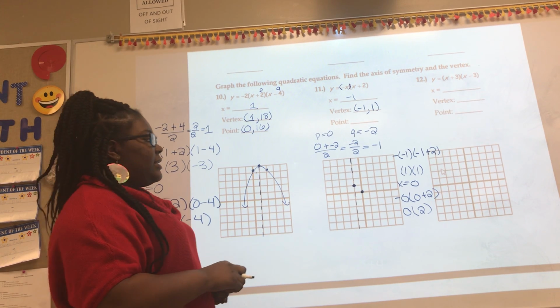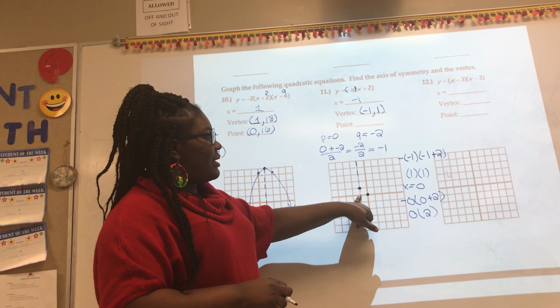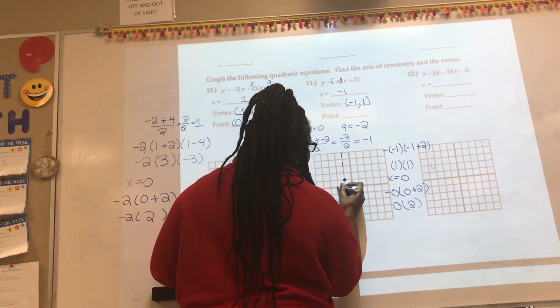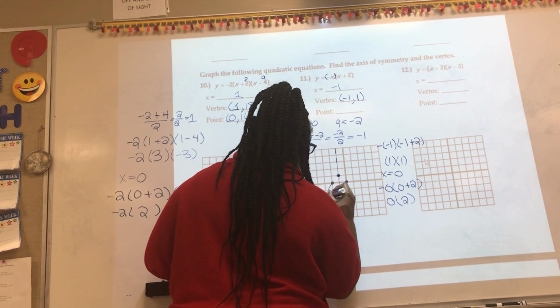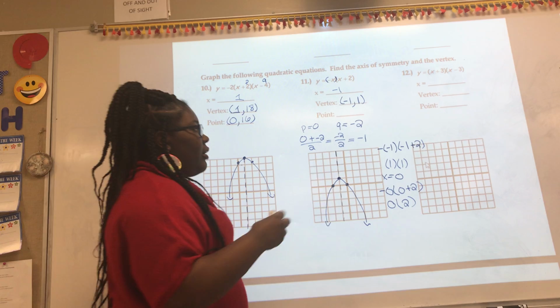If I'm going to go next, the next point should mirror this point. So I'm going to go back to my axis of symmetry and go 1 to the left instead. And that should be at the 0 as well. I'm going to make my parabola. And there we go. Easy as pie.